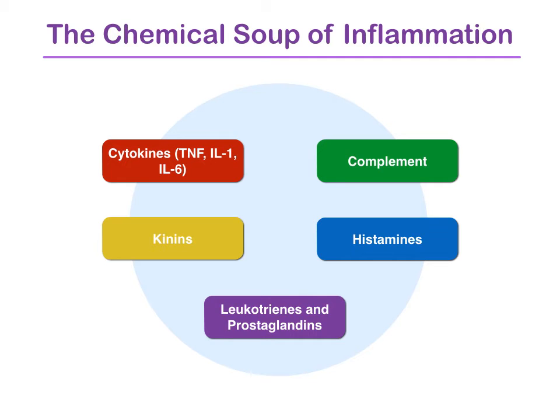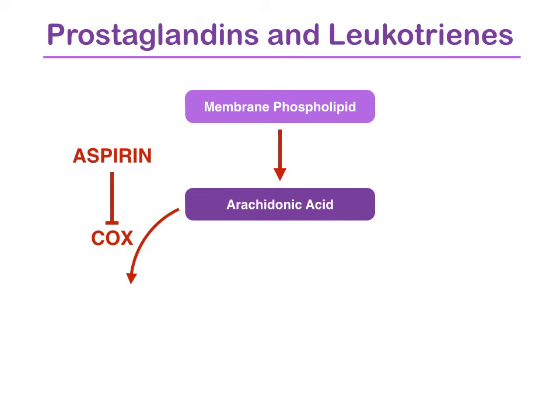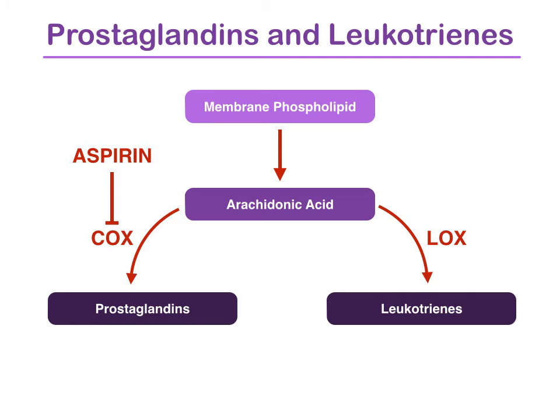And then leukotrienes and prostaglandins, and I am going to separate these ones because aspirin, which is a really important drug, acts by inhibiting the synthesis of a certain type of these. So what happens in acute inflammation is an enzyme called phospholipase A breaks down membrane phospholipids into arachidonic acid. And then it can go one of two ways. Either it can be converted into prostaglandins by the COX enzyme, or it can be converted by the lipoxygenase enzyme into leukotrienes.